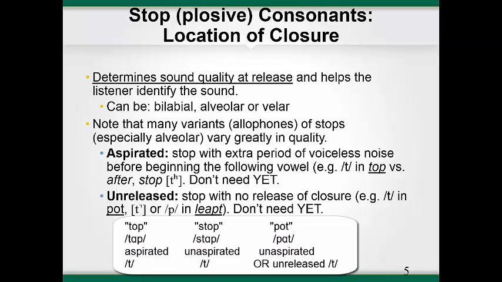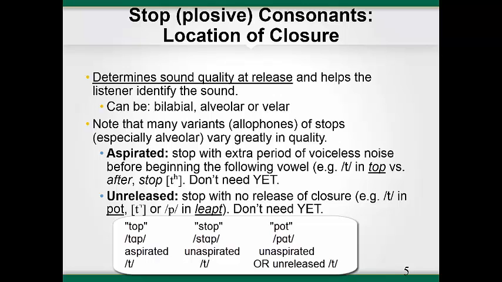Unreleased stops may also occur sometimes in consonant clusters in the syllable coda, like the P in the word leapt. The P is unreleased. I call the P unreleased because I changed the position of my articulators to the position for the T before the stop is released. Here is what the word sounds like with an unreleased versus a released P. Leapt, unreleased P. Leapt, released P. Can you hear the difference?